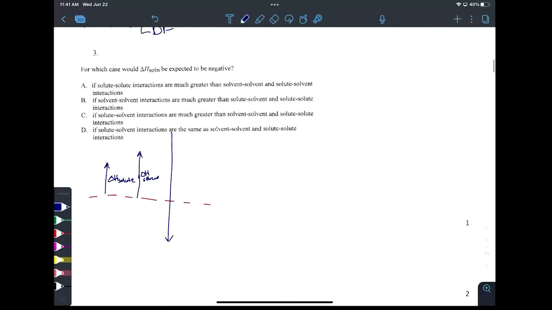And so that arrow, do we know what that big downward arrow is called? Delta H of mixing, yes. And so where our delta H of solution comes into play is the difference of where did we start and where did we end up, all right?